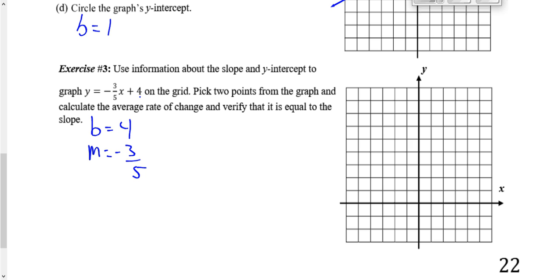So we start with our y-intercept of 4. 1, 2, 3, 1, 2, 3, 4. Right? 2, 3, yeah. And this is a negative rise of 3, so down 3. 1, 2, 3, and a positive 5 to the right. 1, 2, 3, 4, 5. And then you take your straight edge. There's your 2 points, defining your line. All right. Extend that out a little bit here.